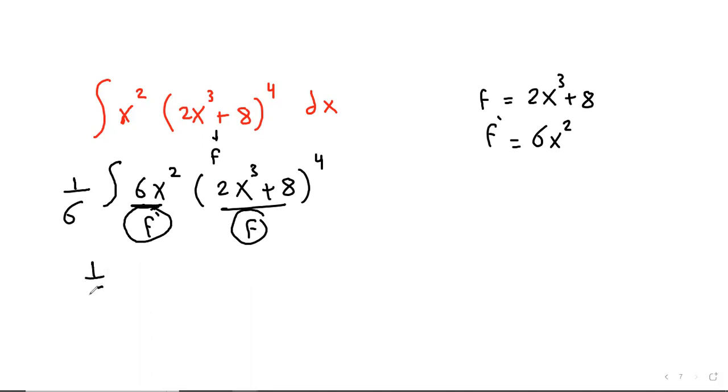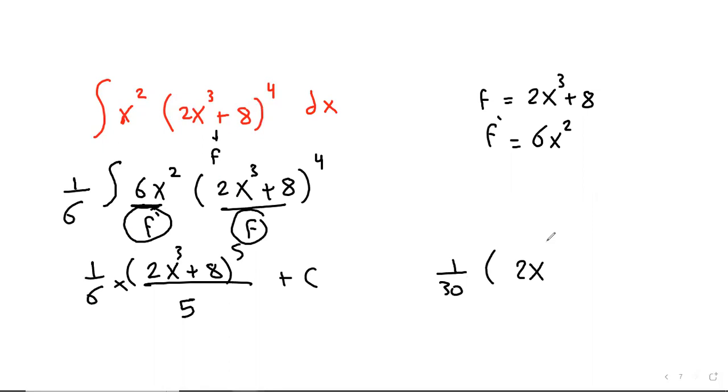So apply the rule. It will be 1 over 6, then add 1 to the power of 2x to the power of 3 plus 8, add 1 to the power, 5, then divide by the new power, which is 5, then plus c. Tidied up, it will be 1 over 30 and (2x to the power of 3 plus 8) all to the power of 5 plus c.